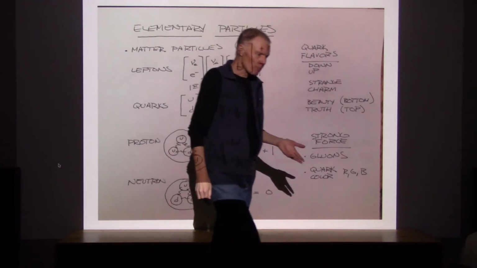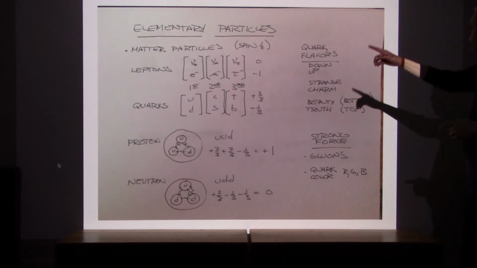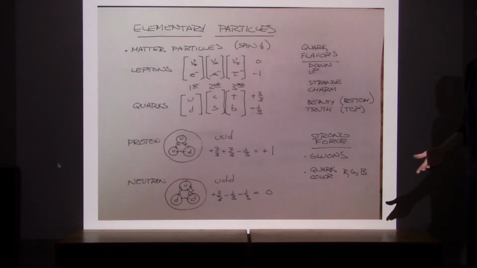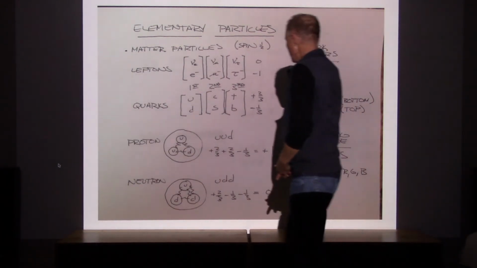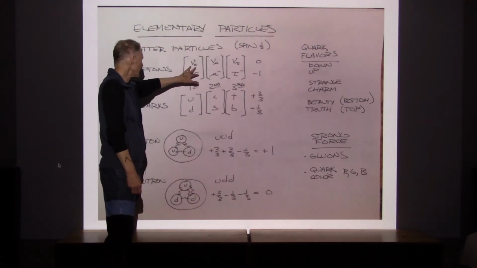Now another item that we might want to mention here is that we've written down all the particles, but for every particle that we wrote down here, there's an antiparticle. So for example, we've looked at anti-electrons, we've looked at anti-neutrinos.